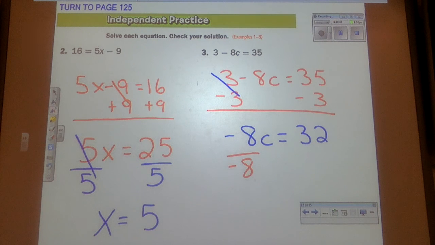So -8c equals 32. What do we do next? We divide by -8 because we need to get the c all by itself. You want to find the letter all by itself. So -8 divided by -8 crosses out. C is equal to -4.